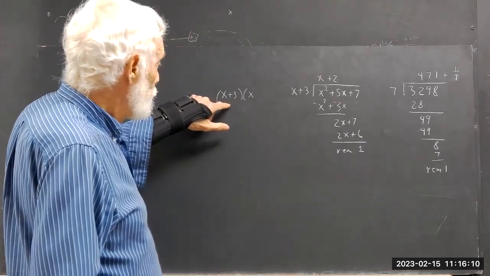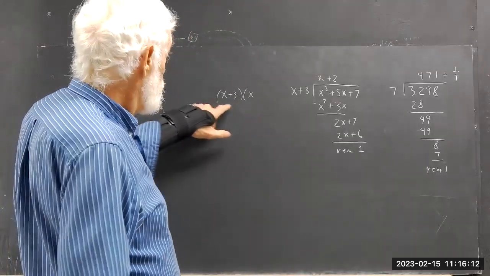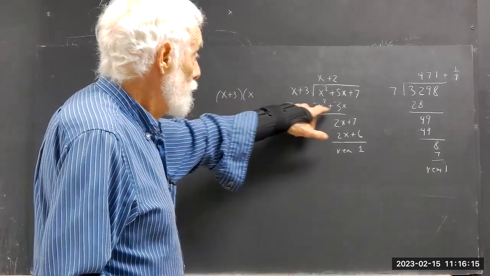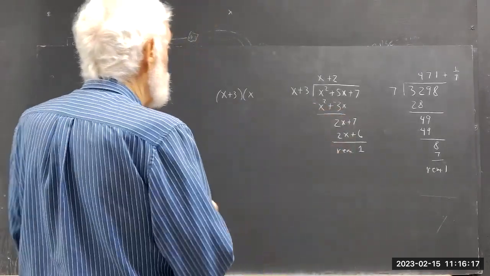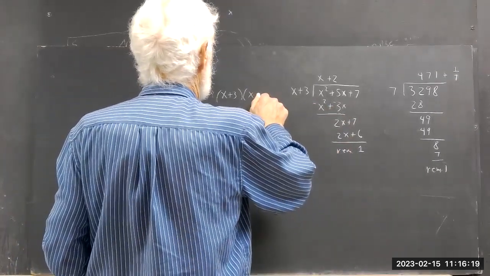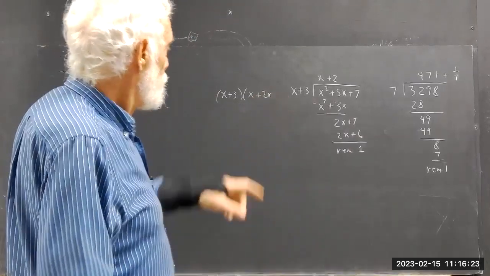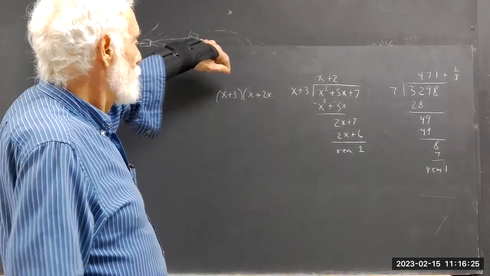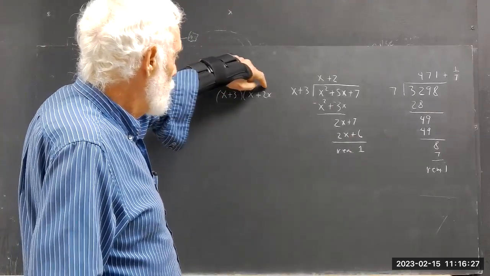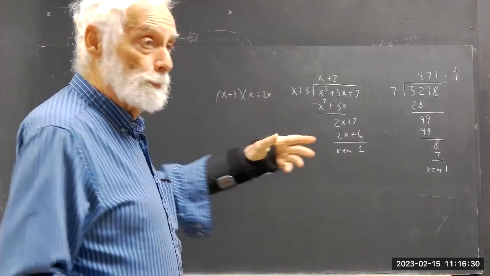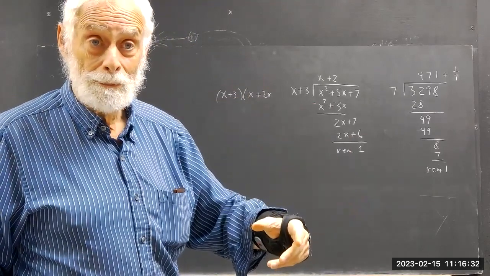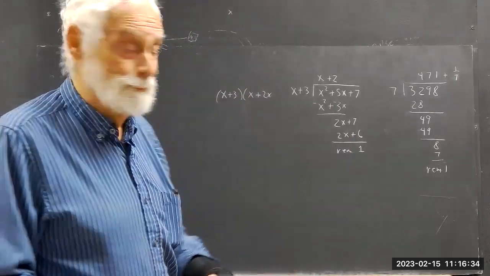Now over here, I kind of keep track of what I'm doing. If I do x plus 3 times x, I get this, okay? If I do plus another 2x, well, a pretty standard example, if I just multiply this with this, I'm going to get x squared plus 5x plus 6, right? Okay.